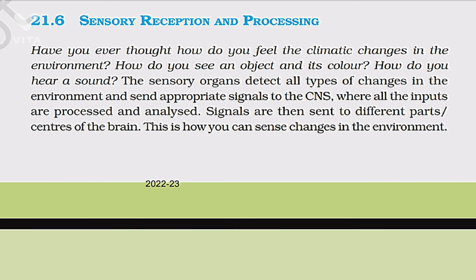21.6 Sensory reception and processing. Have you ever thought, how do you feel the climatic changes in the environment? How do you see an object and its color? How do you hear a sound? The sensory organs detect all types of changes in the environment and send appropriate signals to the CNS, where all the inputs are processed and analyzed. Signals are then sent to different centers of the brain. This is how you can sense changes in the environment.